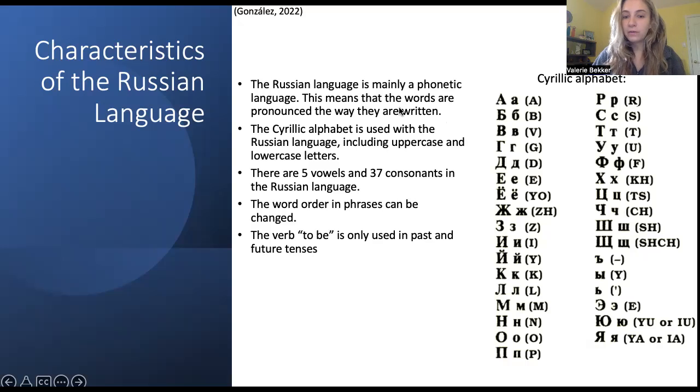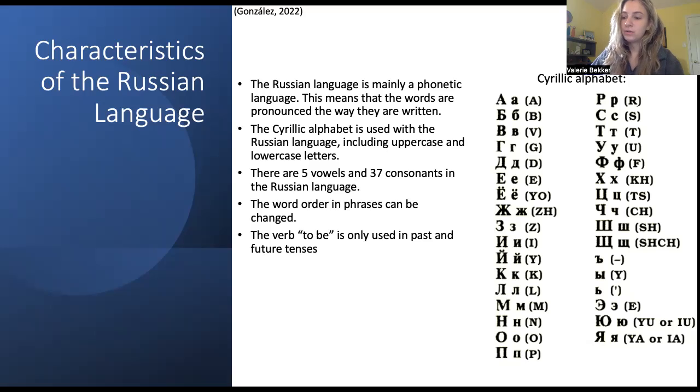There are 5 vowels and 37 consonants in the Russian language, and the word order and phrases can be changed. The verb to be is only used in past and future tenses. So for example, if you were saying, I am a translator in Russian, it would be I translator.